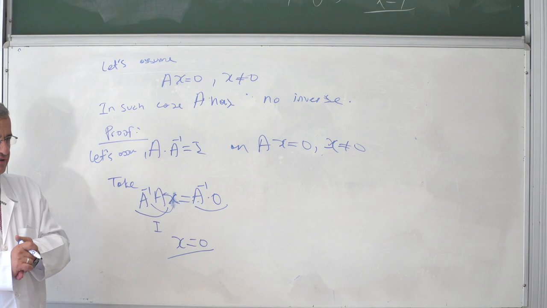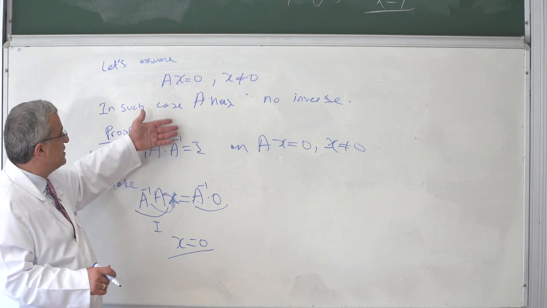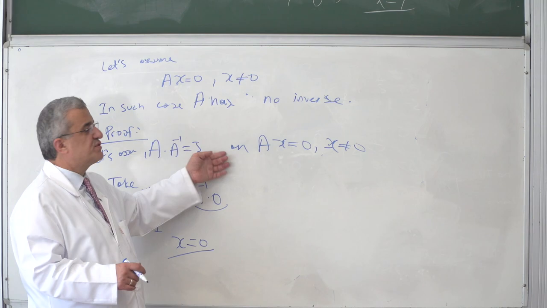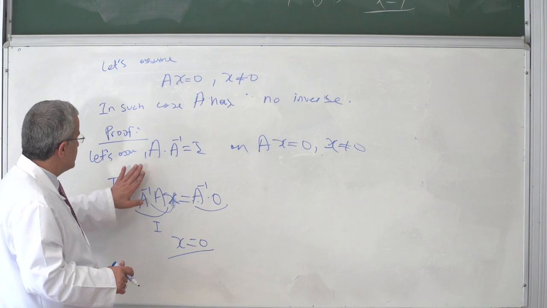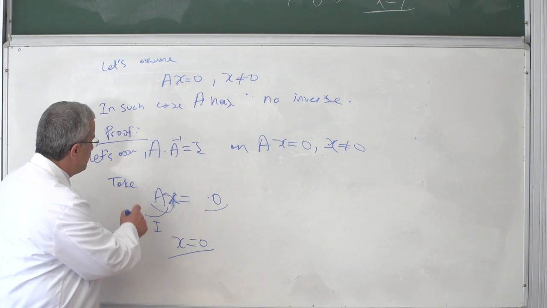Okay? So let's assume it exists. Let's assume that AX is equal to 0 and A inverse times A is identity. So it has an inverse. Okay? Let's assume that. In that case, we have AX equal to 0, right? You multiply both sides by A inverse, since you say it exists.